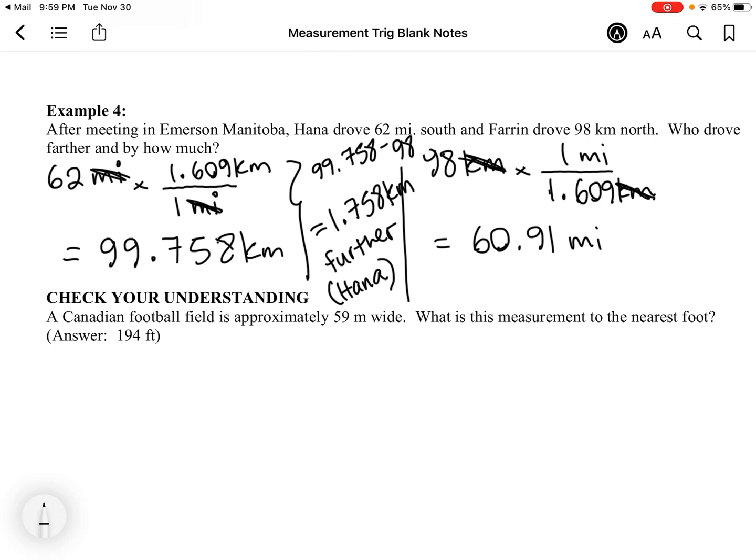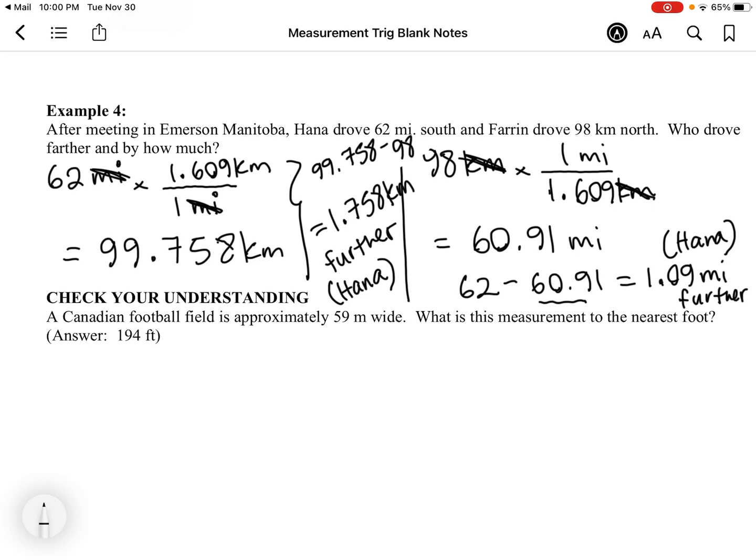right? Or in miles, if you take the difference, 62 minus 60.91 is 1.09 miles further. Okay, and again, that's Hannah because the 98 kilometers, this guy, which is 60.91, represents Farron. So this again is Hannah. Okay, so yeah, you can do it either way, especially if it's not specified. You don't have to do both.